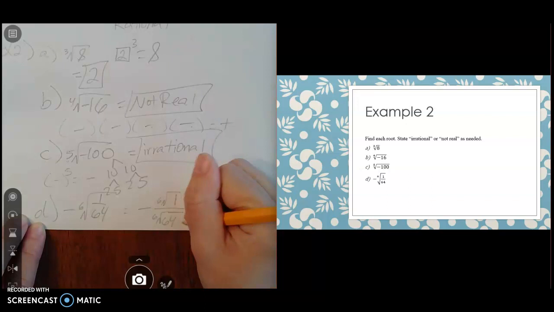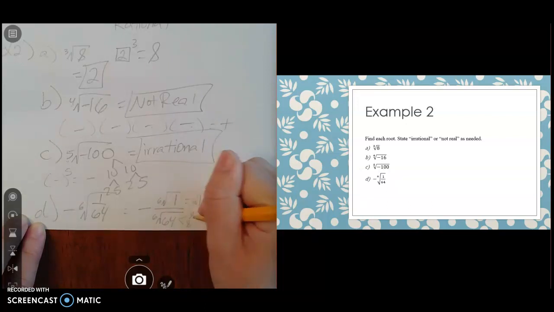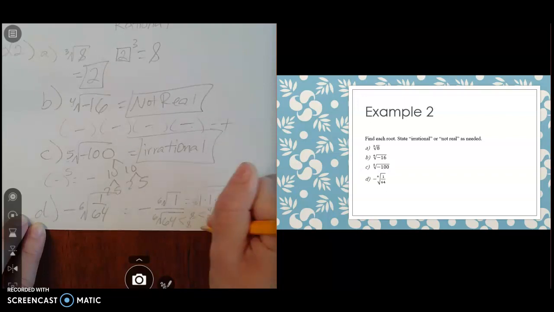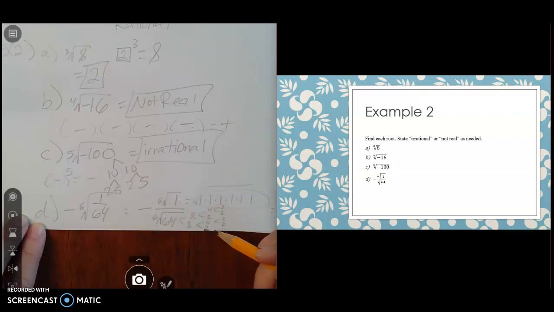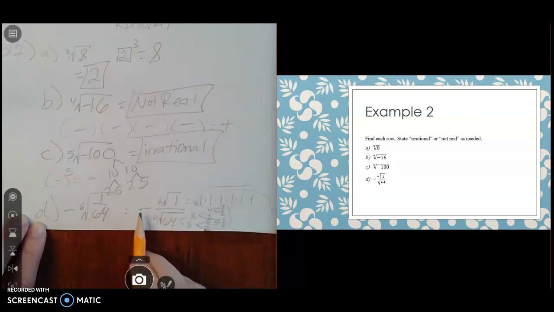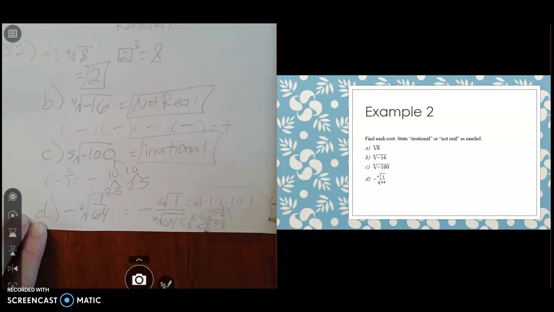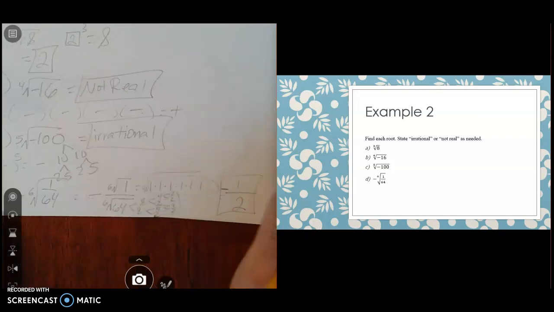And the bottom part, let's break that apart. 64 is 8 times 8. And let's see, 8 is 4 times 2, and 4 is 2 times 2. And I can do the same thing again. When I break it down to all of its prime numbers, I have 1, 2, 3, 4, 5, 6 2s. So the 2s make this beautiful little group of 6 that we can take out. So the 6th root of 64 would be 2. And it was negative all along, so our answer is also negative. Our answer will be negative 1/2.